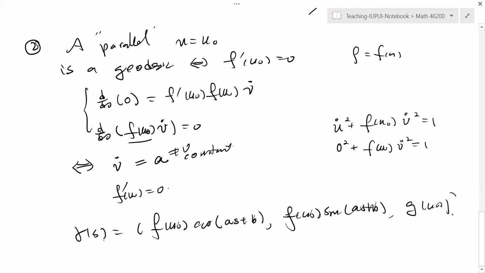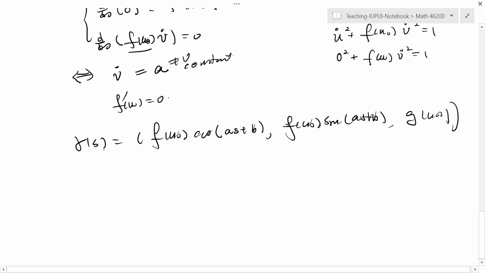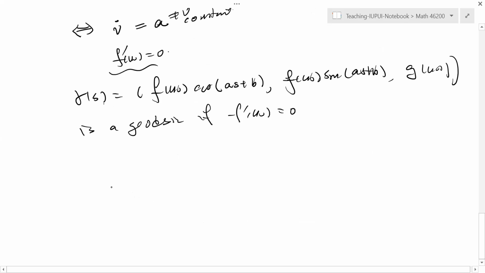This is a parallel, okay? So this is a geodesic. Right, and there's a condition that f prime is going to 0, okay? And there's a condition of this, okay? Is a geodesic with f prime. All right, so what is f, right?